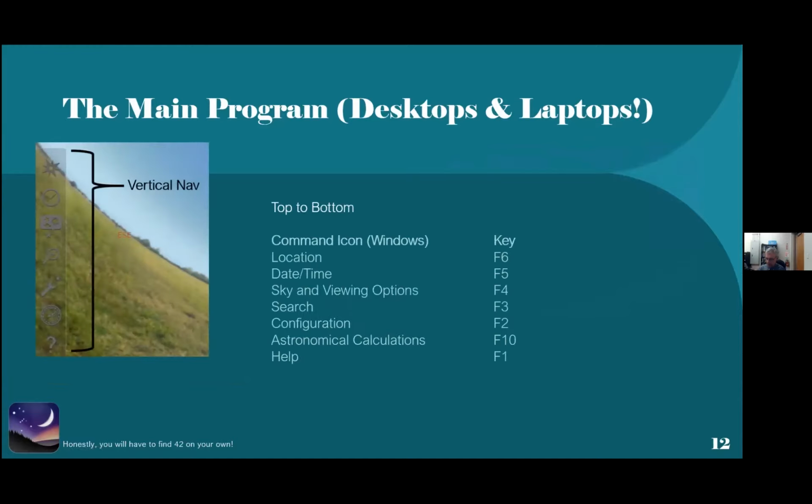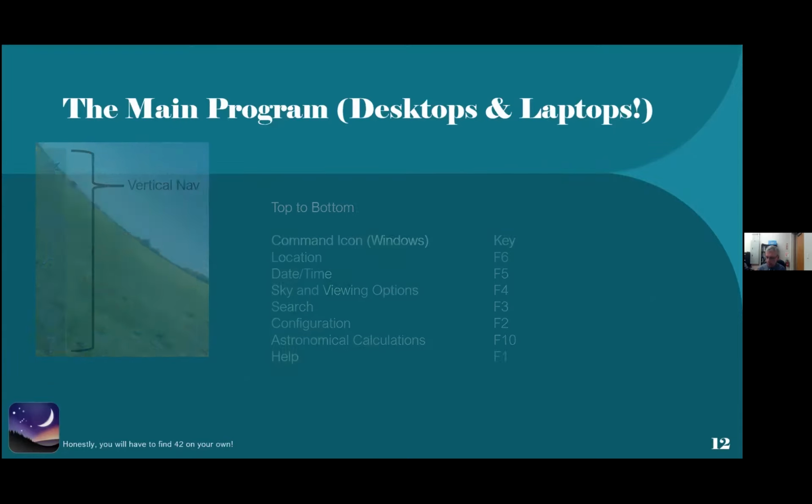So the vertical nav, and if you don't want to use your mouse, you can just press your F keys. I don't know what it's going to be for Apple computers, but for Windows, these are the F keys you would use for searching for objects in the night sky, for your sky and viewing options, your location, date, and time, doing astronomical calculations, configuring the program or the software.